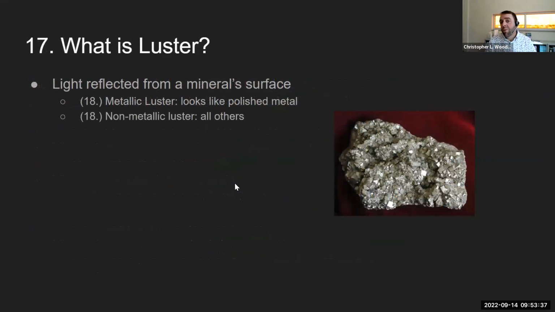All right, moving on to luster. Luster is how a mineral reflects light, or how light bounces off its surface. And we divide that property into two basic ones. There's metallic luster, it looks like metal, and then non-metallic luster. You can get into much more specific types of luster, but for our purposes, we'll just go metallic, non-metallic.